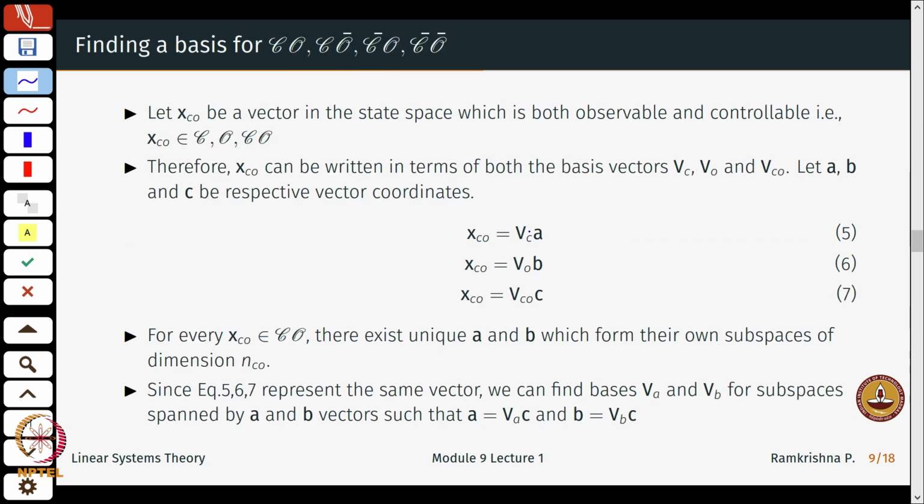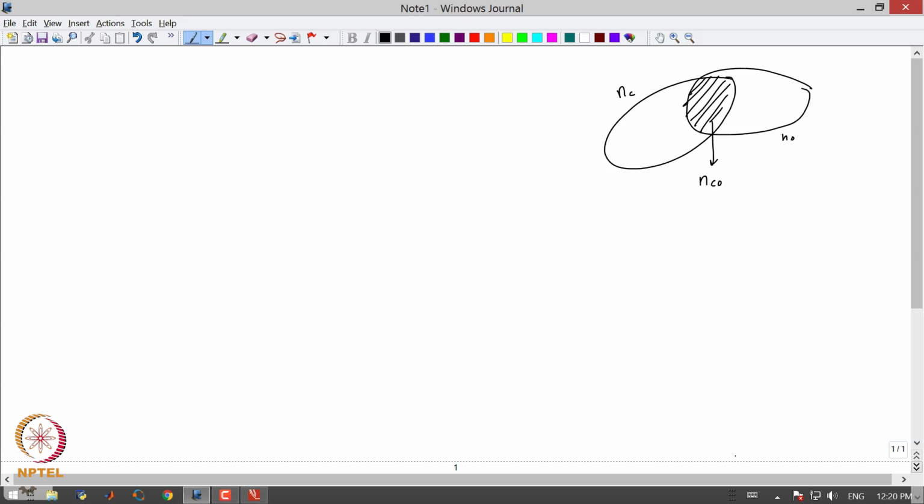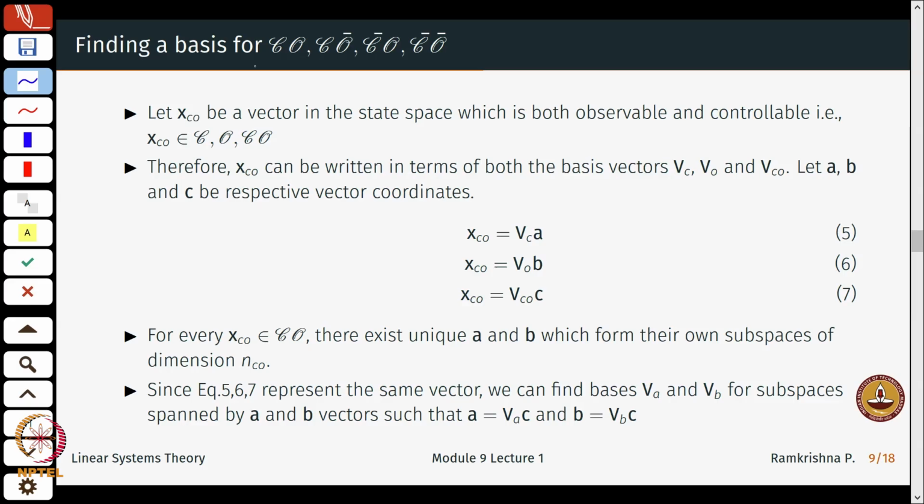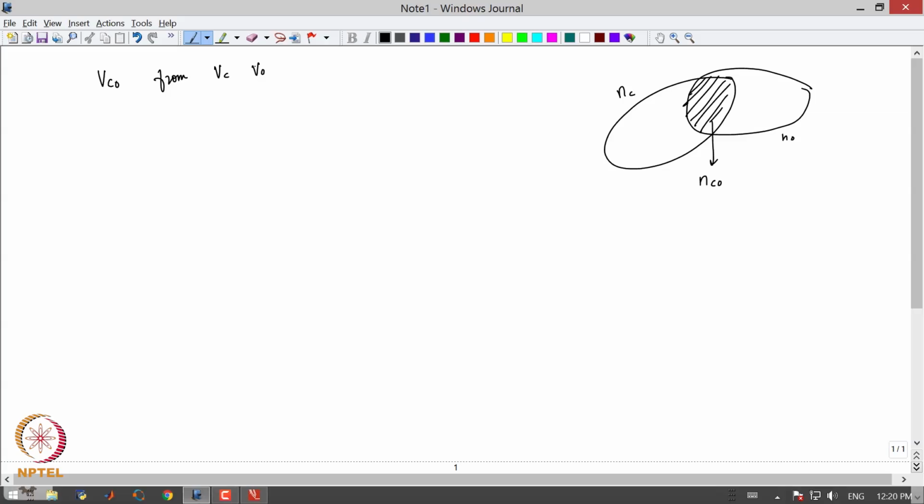Okay. So, now let us start with, say, that I want to find VCO from, okay, I know these two things, I know VC, I also know VO from these slides here, right, or even the previous ones. Okay, and possibly also maybe VO bar.